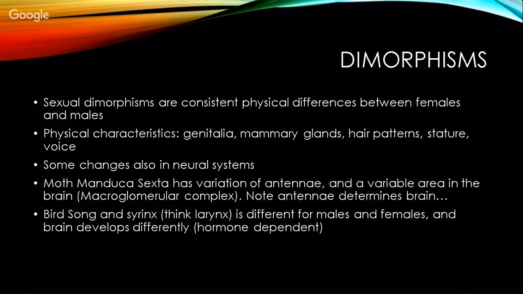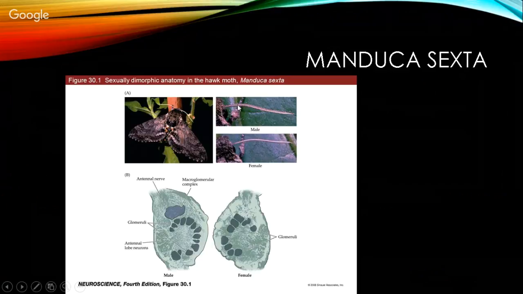Here are some examples for the moth. So this is the male. It's a little hard to see. But you see there's a central core, and there are all these little projections off of it to pick up the pheromones that might be coming from a female somewhere in the area. Females don't have to worry about that, so theirs is much simpler. It's much more of a functional antenna.